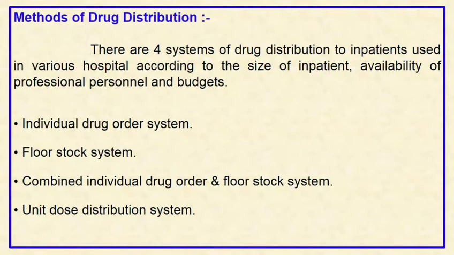There are a number of methods of drug distribution in a hospital. There are 4 systems of drug distribution to inpatients used in various hospitals according to the size of inpatient population, availability of professional personnel and budget. These 4 methods are the individual drug order system, floor stock system, combined individual drug order and floor stock system, and unit dose distribution system.